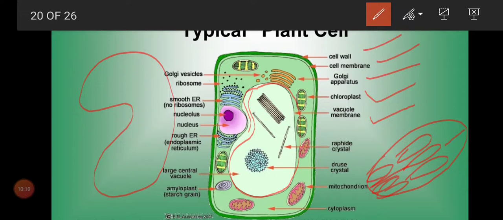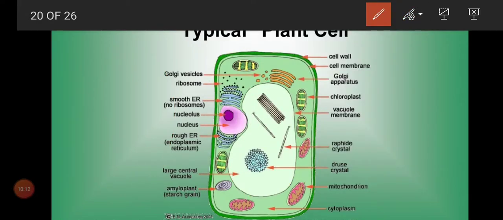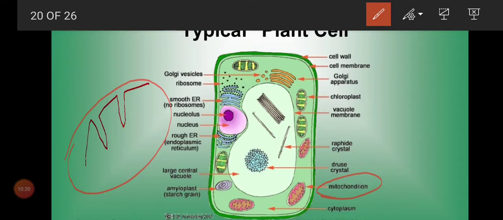Next we'll come to the next one, mitochondria. This is the structure of mitochondria. You just draw an oval shape. Please draw like this. This is the structure of mitochondria.